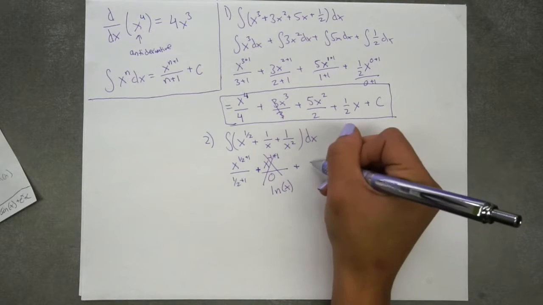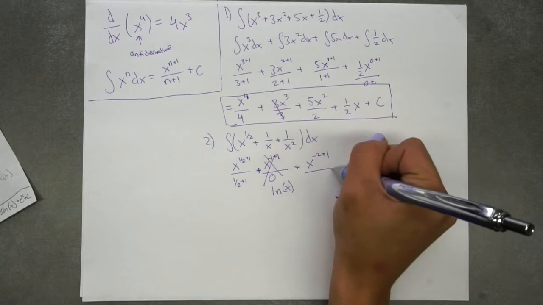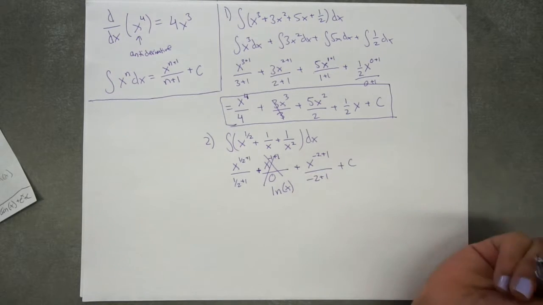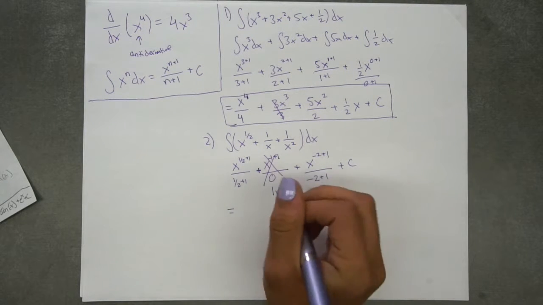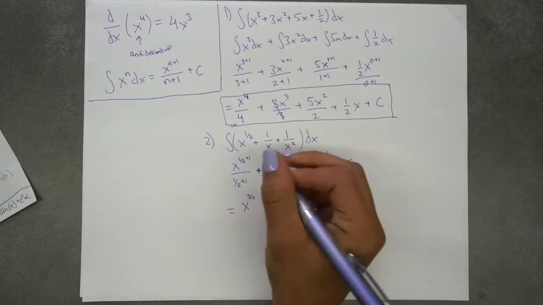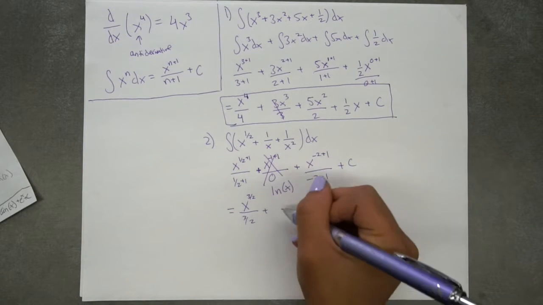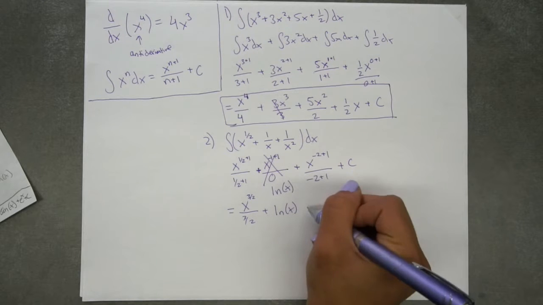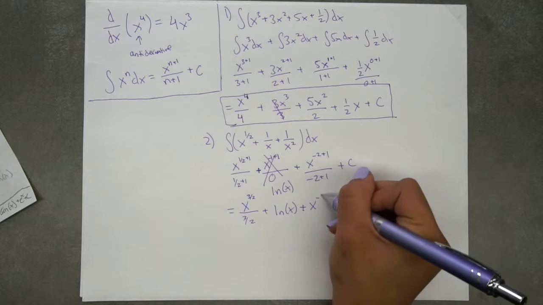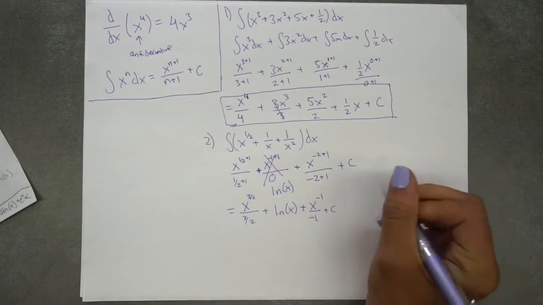And for this term, we can rewrite it as x to the -2 power and add a power of 1 and divide by that power, plus c. This all reduces to x to the 3/2, since 1/2 plus 1 is 3/2, divided by 3/2, plus natural log x, plus x to the -1 power divided by -1, plus c.